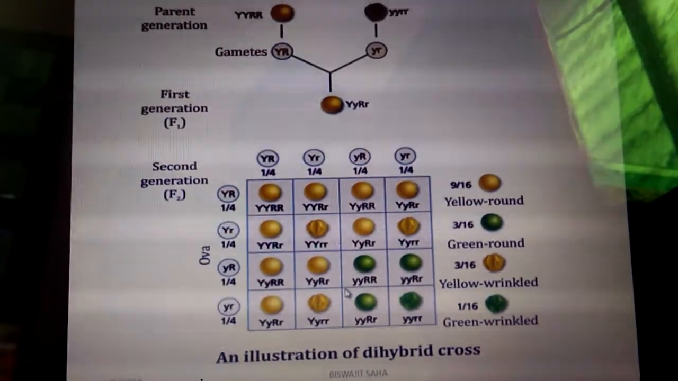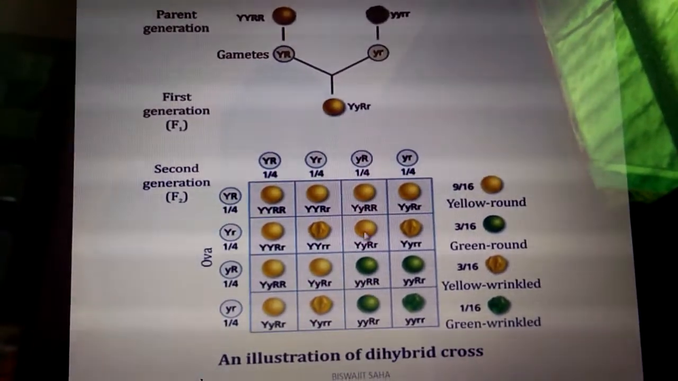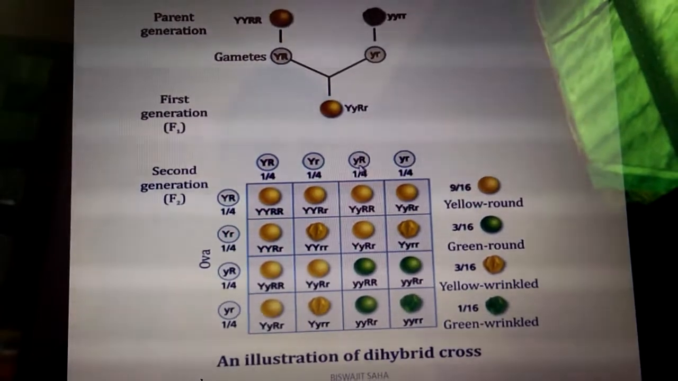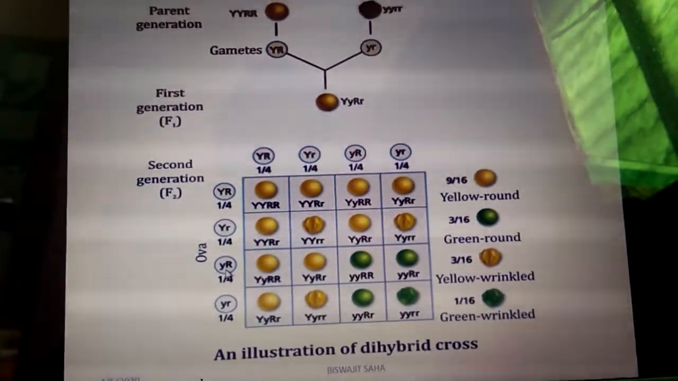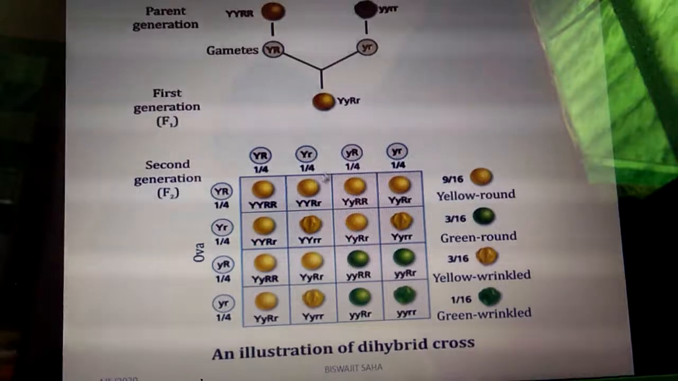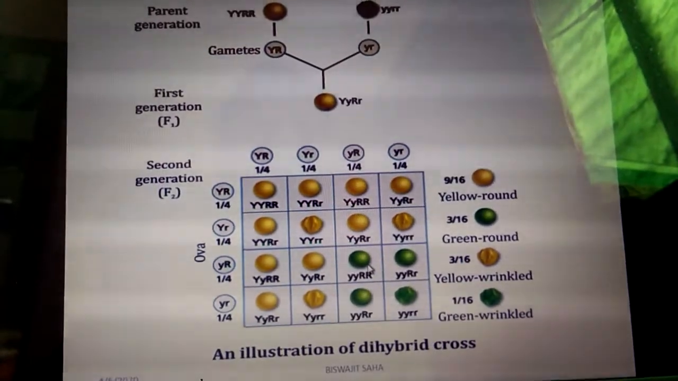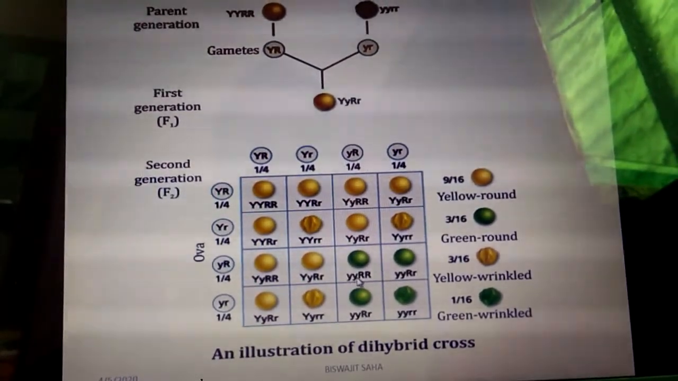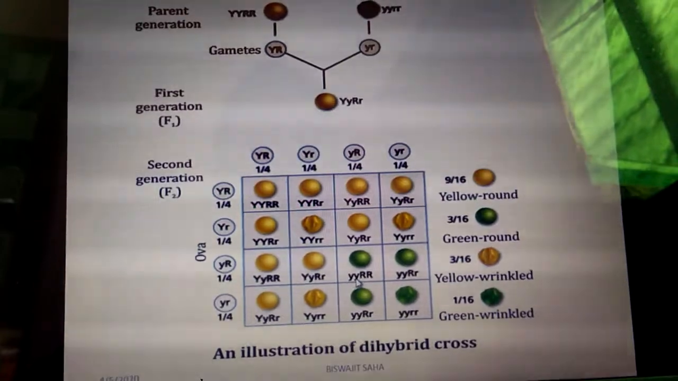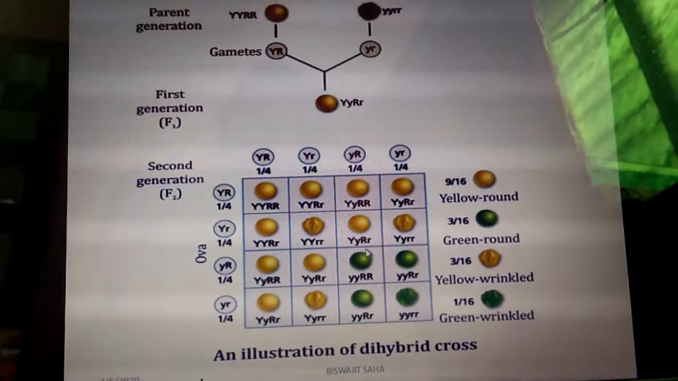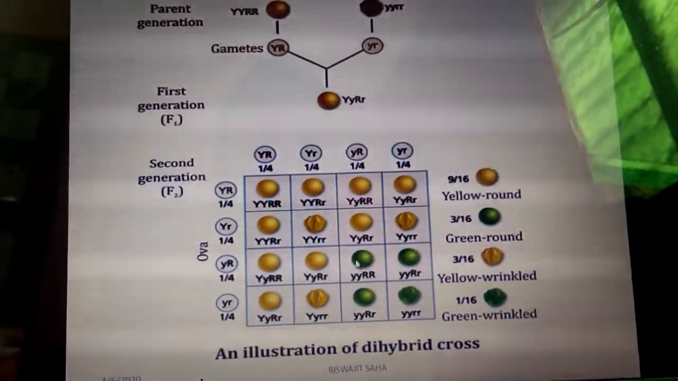For example, in this particular case, these are the gametes: small y capital R and small y capital R once again. So the product will be small y capital R, because all of them are small y, that means they are recessive, so the expression of the seed coat will be green color.